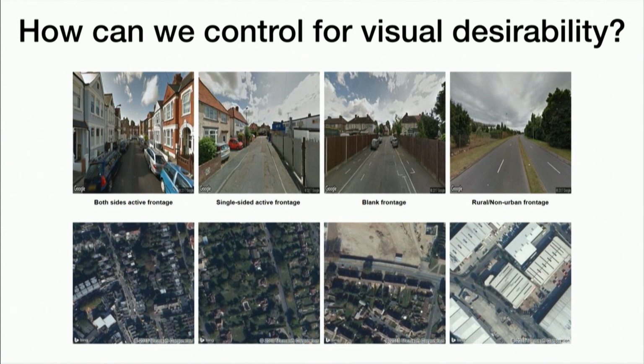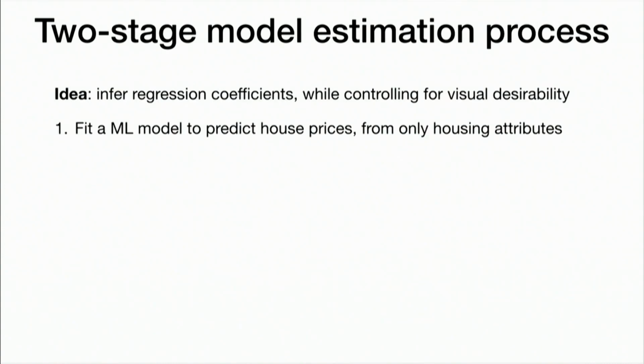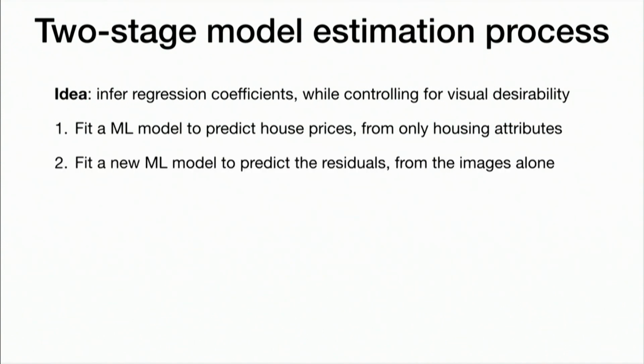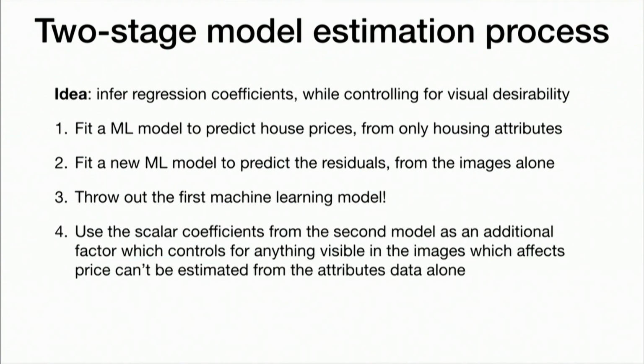And so we can fit this with a two-stage estimation process. At the moment, we don't use any automated inference because we're worried about confounding. But here's basically the idea, and I think this will work for anything like this. You fit a machine learning model to predict from only the housing attributes. Then you fit a new one to predict the residuals from these images alone. And then you throw out the first model. And so now, using that second model, I have something that uses machine learning on these images to tell me a thing that has to do with these house prices that I can't get from using these attributes that I care about.